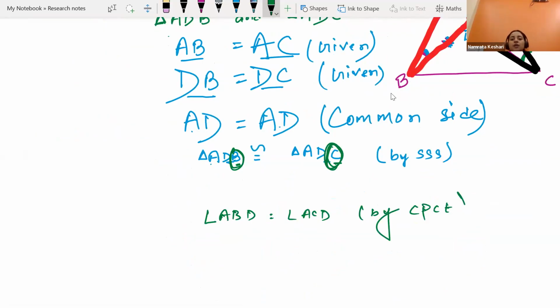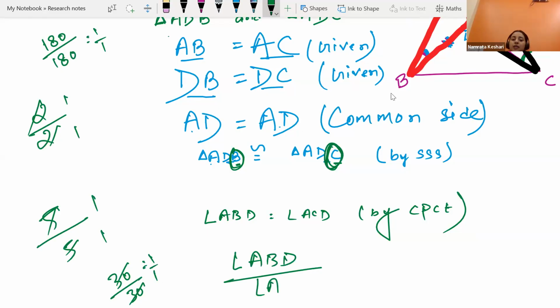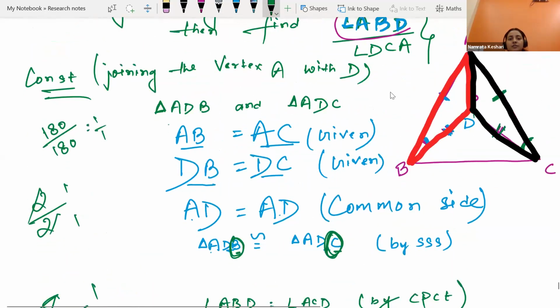Ratio will be 1 is to 1. If both are same, 2 by 2, 1 is to 1. 5 by 5, 1 is to 1. Whatever. Okay, angle we are talking about, so maybe 180 degree by 180 degree, 1 is to 1. Maybe 30 degree by 30 degree. So if both the angles are same, we can say that the ratio between them will be 1 is to 1. Are you getting it? Yes, ma'am. Okay, let's move.